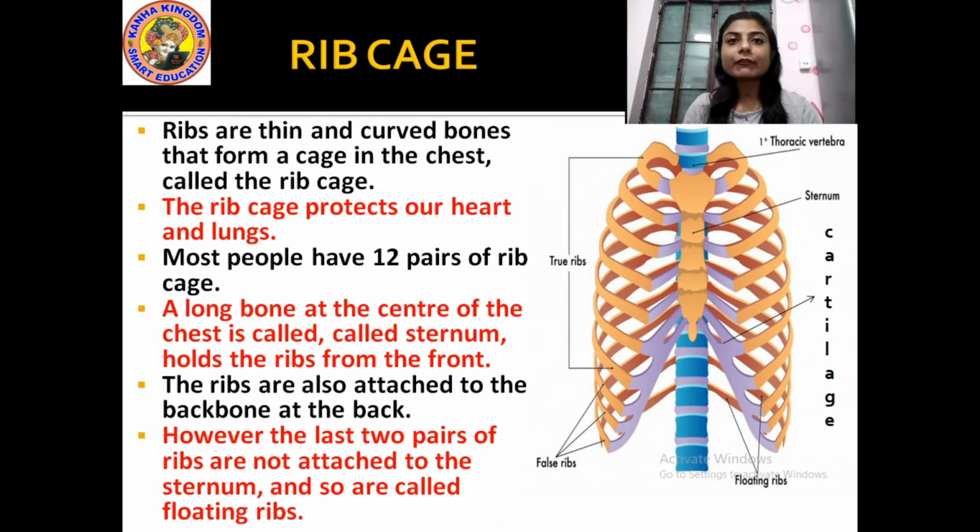However, the last two pairs of ribs are not attached to the sternum and so are called floating ribs. The last two ribs of your rib cage are not attached to the sternum. Sternum means the bone that is present in the center of the chest. It is not connected with that center bone. So that is why it is called floating ribs. Floating rib does not mean it floats, okay? It is not connected to any of the bone. That is why it is called a floating rib. You can see in the picture and you can make out what a rib cage is. Can you see?